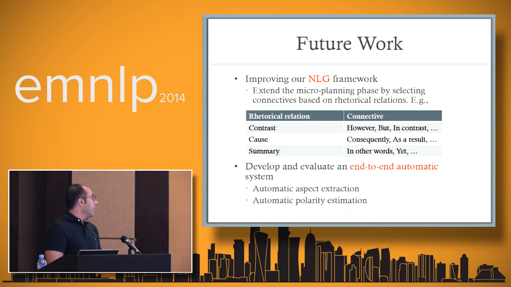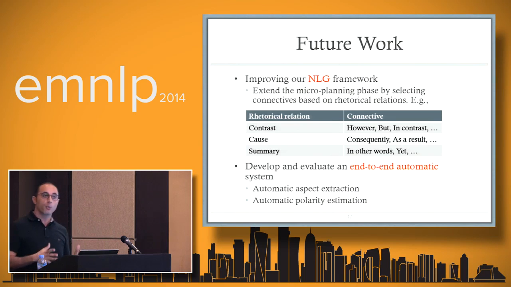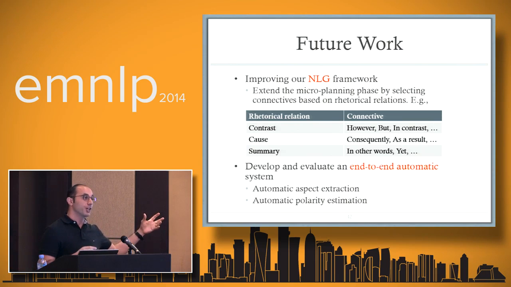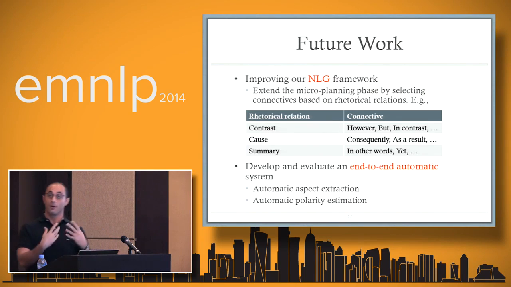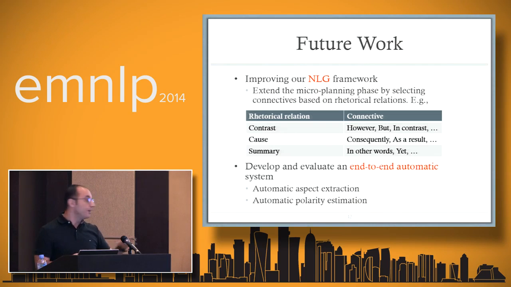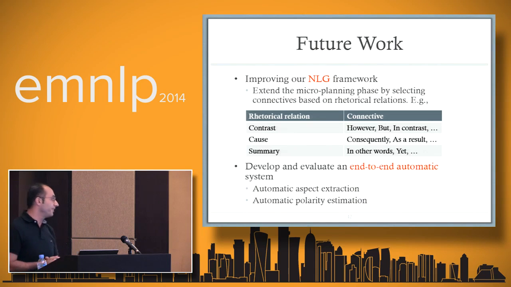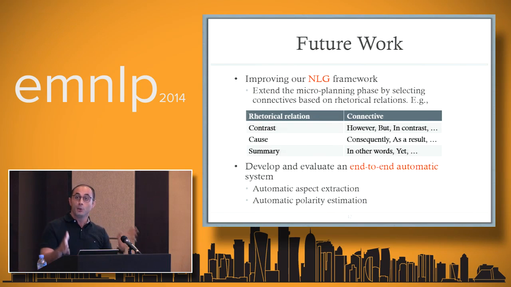And also, we are trying to develop and evaluate an end-to-end automatic system. At this stage of our work, the aspect extraction and polarity estimation is what we have in our data set, so we use the gold standard since we are focusing on summarization. But we are trying to replace that with automatic aspect extraction and automatic polarity estimation, and evaluate our end-to-end system to see how the result changes and how we can cope with all the kinds of noise that come from automatic methods. So that's all I wanted to talk about our approach, and I will be happy to answer your questions now. Thank you.